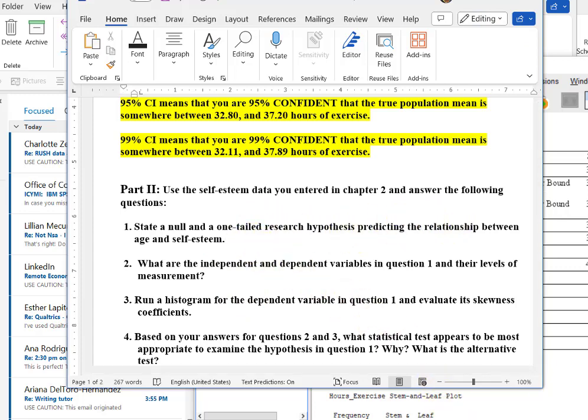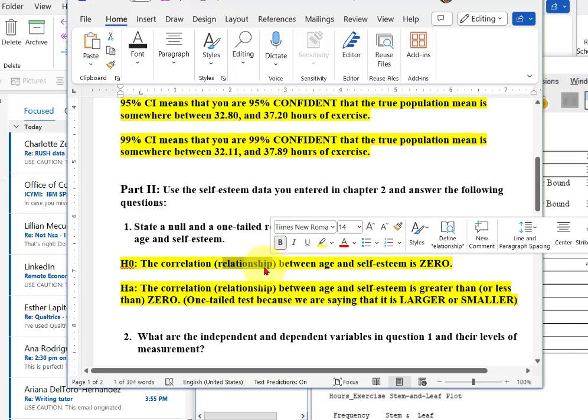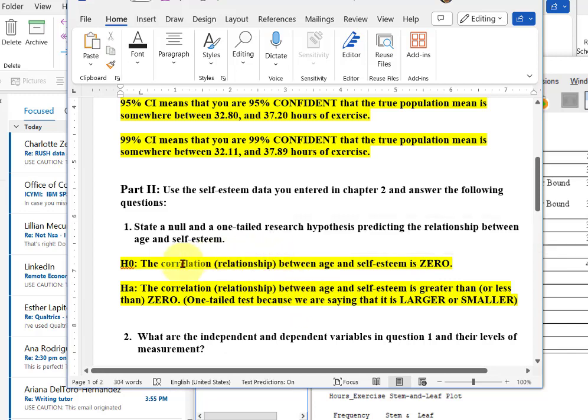Okay, let me pause this real quick. All right, the null is always easiest. It says there's nothing going on here, but I changed the word relationship to correlation. Relationship means many things to many people in statistics, but since this is a stats class, we're going to say the correlation between age and self-esteem is 0. In other words, there is no correlation between age and self-esteem.